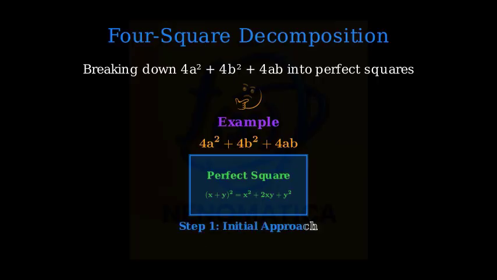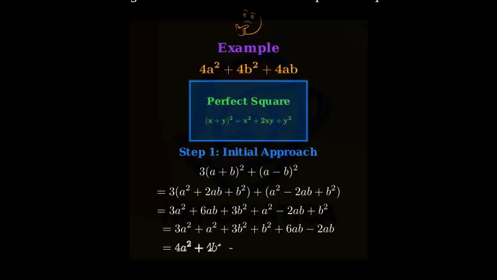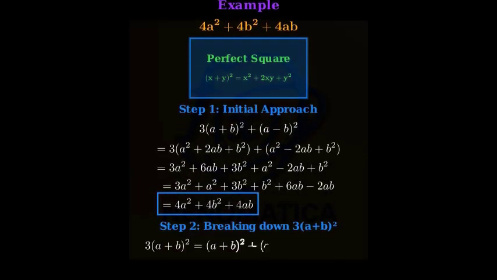Let's start by considering what happens when we take 3 times (a + b)² plus (a − b)². 3 times (a + b)² gives us 3 times a² + 2ab + b². The term (a − b)² expands to a² − 2ab + b². When we add these expressions together, we get 4a² + 4b² + 4ab, which is exactly our original expression.